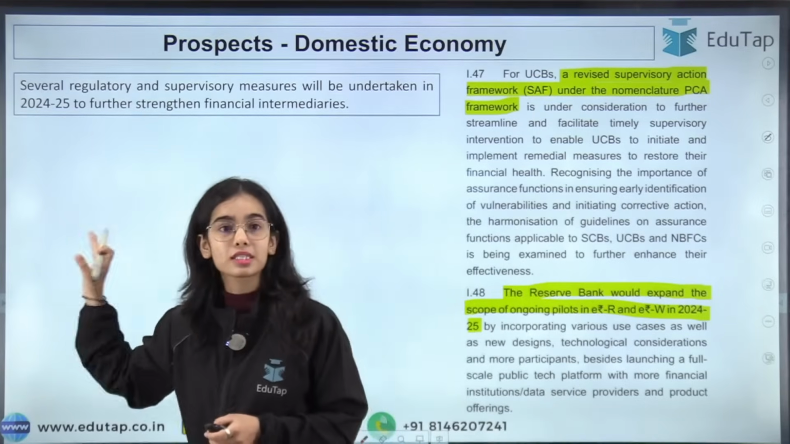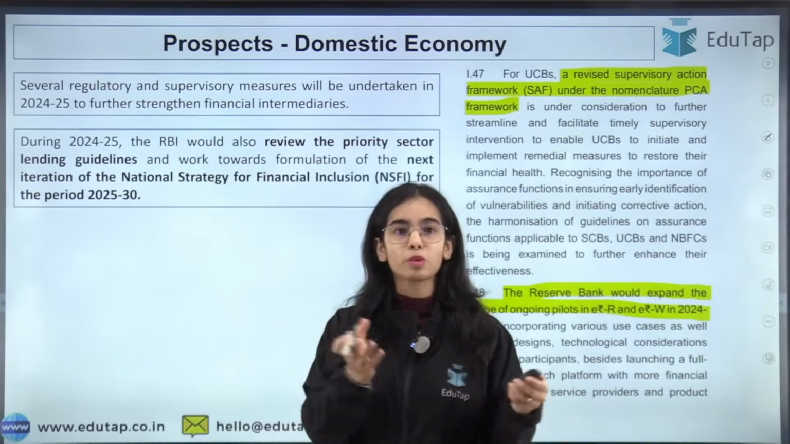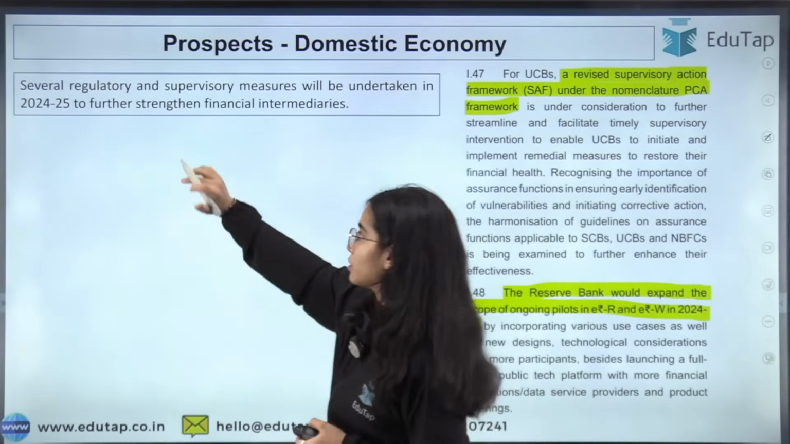Now coming to the prospects for the sovereign regulatory. So this is the last slide for the prospects. After that we will be moving forward with the next part. Okay.